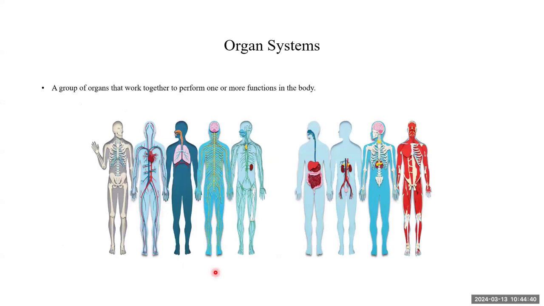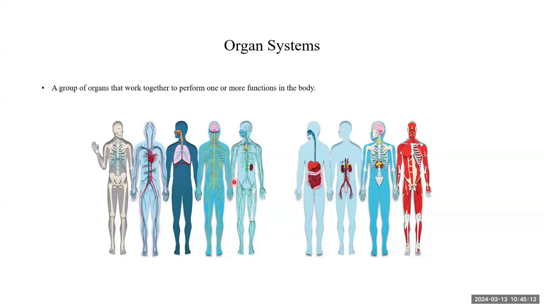So this is a very beautiful diagram I came across on the internet. These are different organ systems present in our body. This one is the skeletal system. Only bones are shown. The next one is the circulatory system, in which blood vessels and the heart are shown. Then in the next picture there is the respiratory system, and in this one, the nervous system.